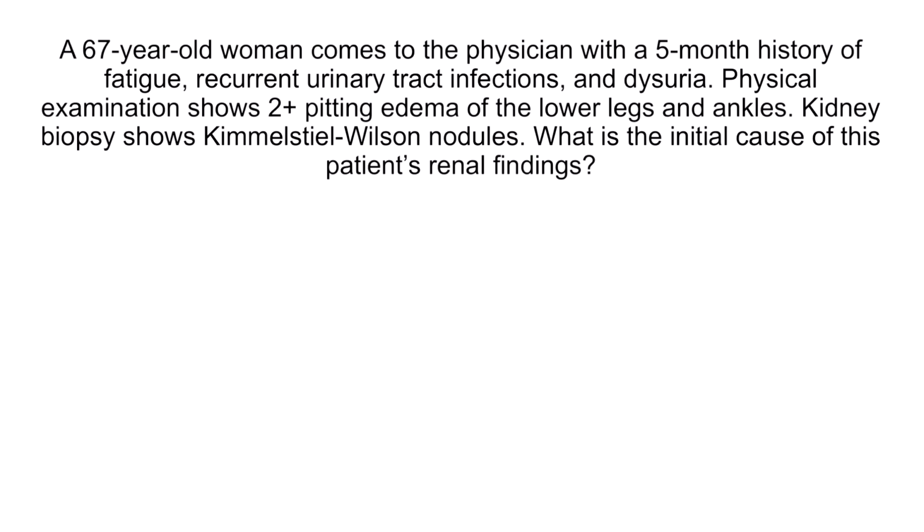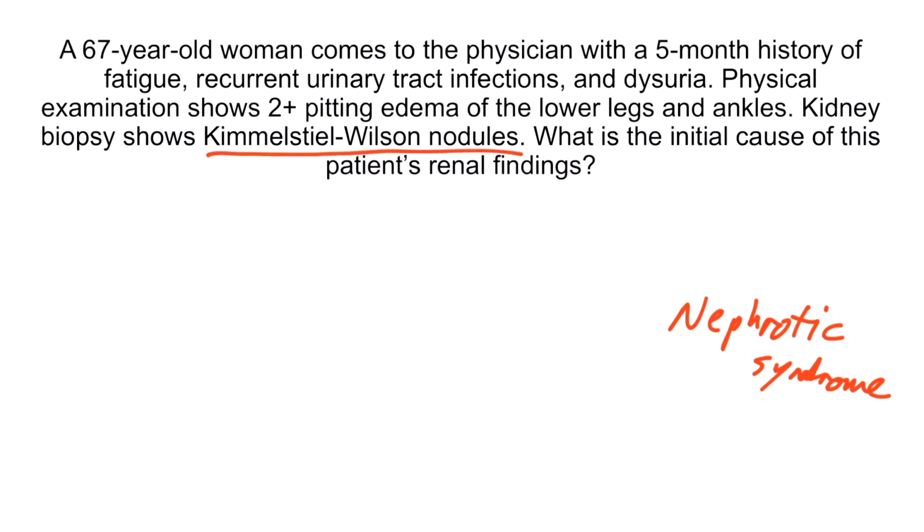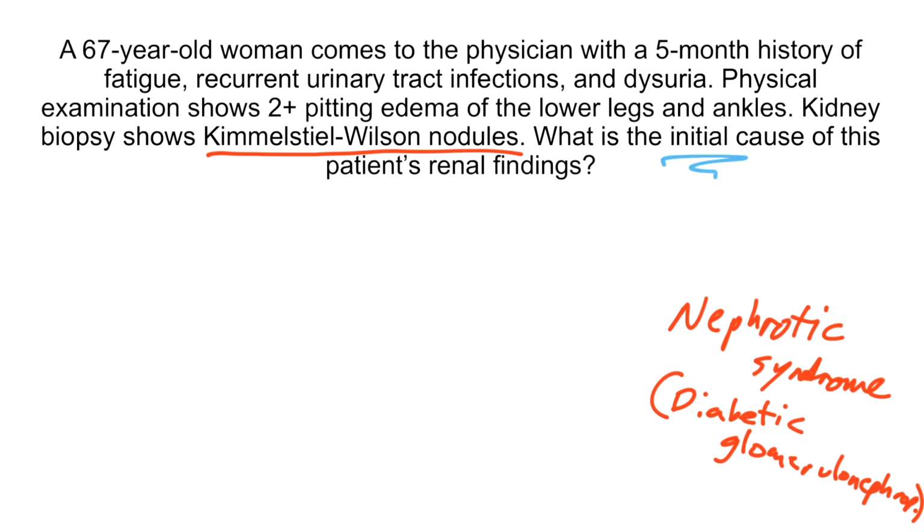So hopefully you recognize that this patient has a nephrotic syndrome. And we're told what type because of these nodules. So the patient has diabetic glomerulonephropathy. So the patient obviously has diabetes. But the question is getting at what is the initial cause of the renal findings? So this just means think about the underlying pathophysiology that leads to this nephropathy.